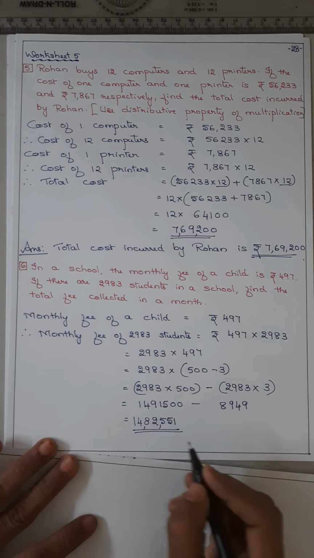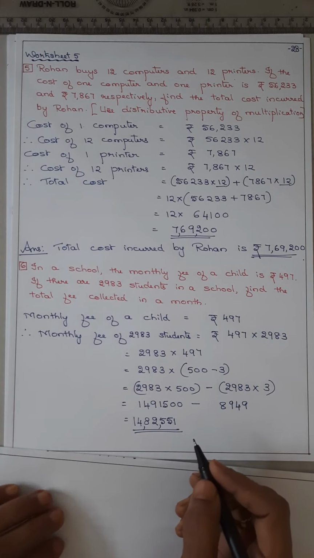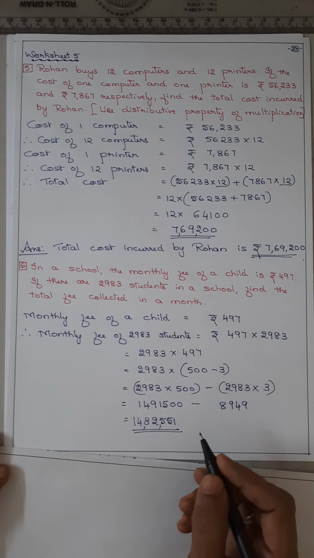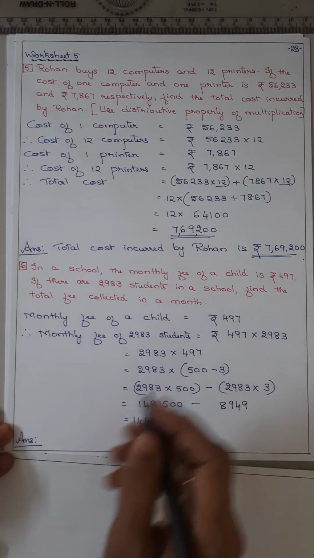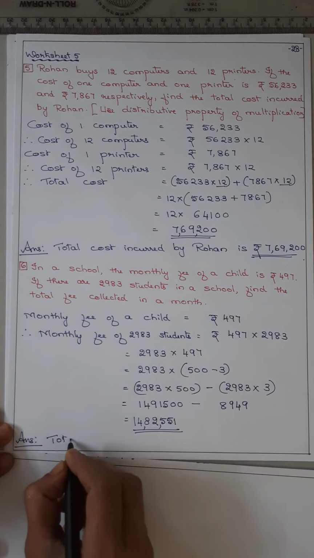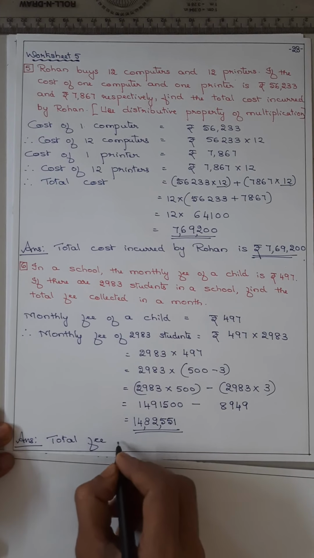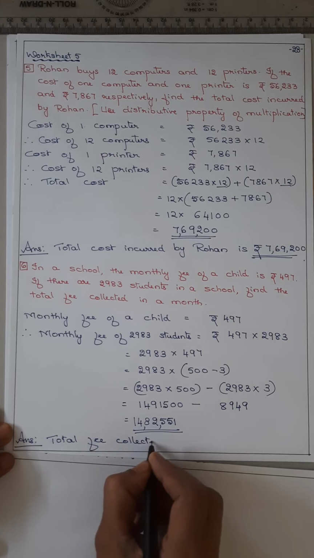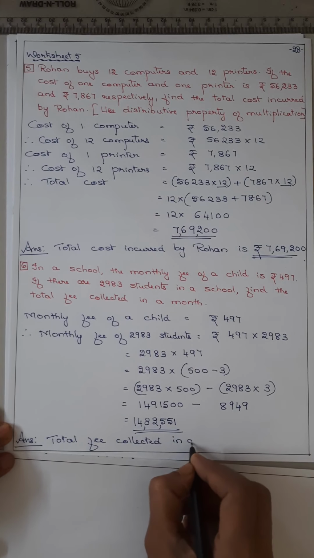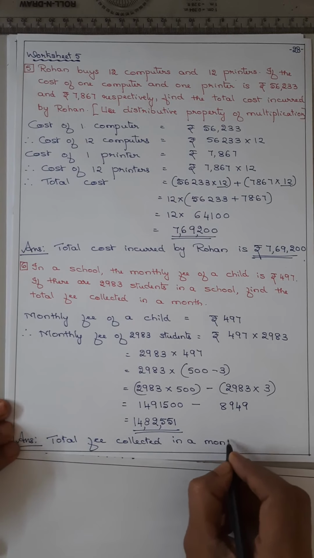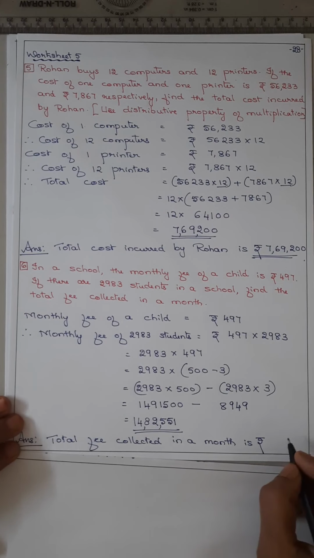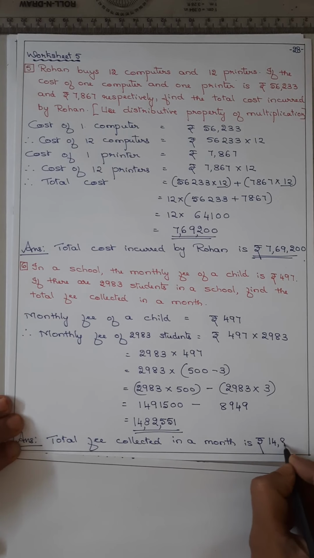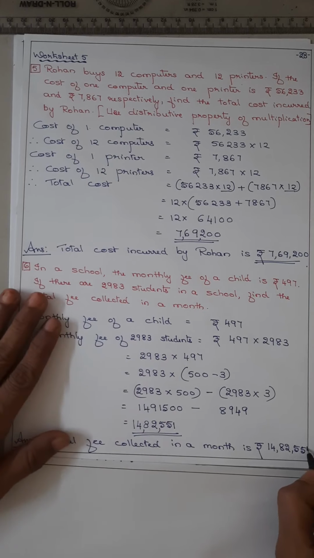So it will be 14,82,551. So the answer: total fee collected in a month is rupees, put the unit rupees, 14,82,551.